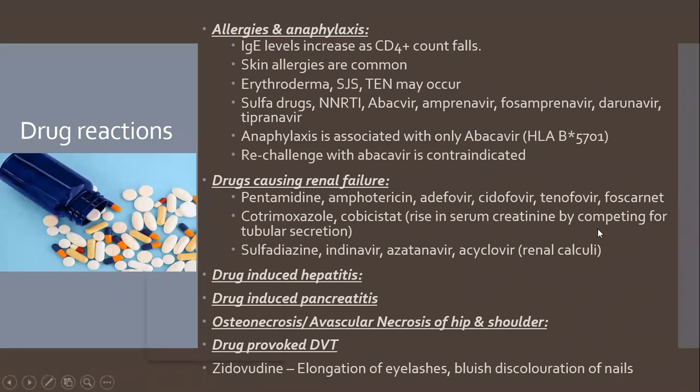You may think, what are these drugs? Some of these drugs may be antiretroviral drugs. Some of these drugs are given for opportunistic infections. So pentamidine, amphotericin B. Amphotericin B is given for cryptococcosis, if you remember, and it is also given for mucormycosis. It is also an opportunistic infection in HIV.